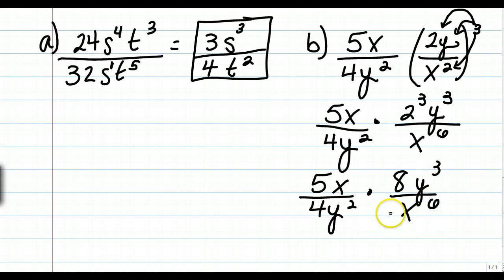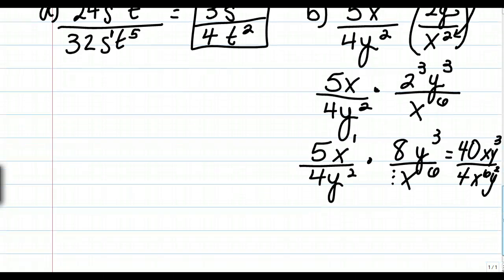And now there's a couple things I can do. I can cross cancel, or I can multiply across. First, I'm going to multiply across so you can see what that looks like. 5 times 8 is 40. Now, x times x to the 3rd is just x to the 4th, y to the 3rd. 4 times the imaginary 1 is 4. And I'm going to have x to the 6th y squared.